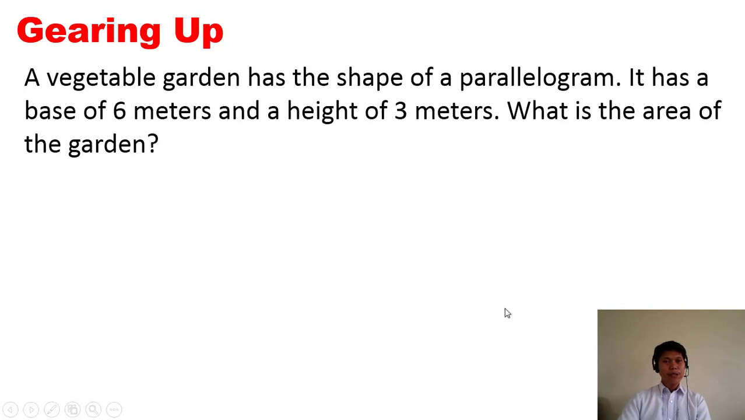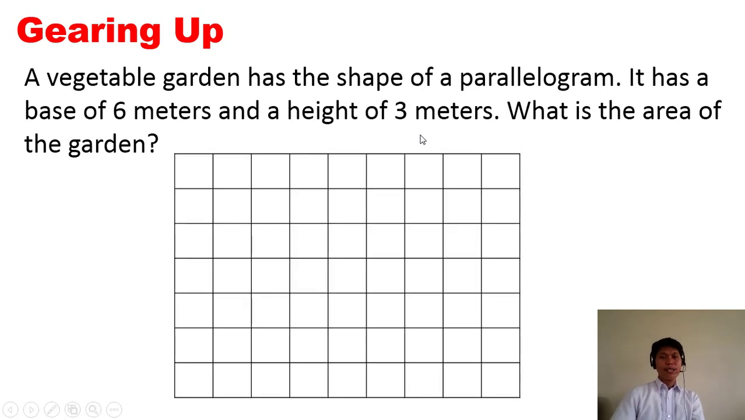This time, we'll start our lesson with the area of a quadrilateral with a problem analysis. The problem goes like this. A vegetable garden has the shape of a parallelogram. When you say parallelogram, the opposite sides are parallel to each other. It has a base of 6 meters and a height of 3 meters. What is the area of the garden? So how are we going to solve? Let's have first this grid so that we can analyze the problem.